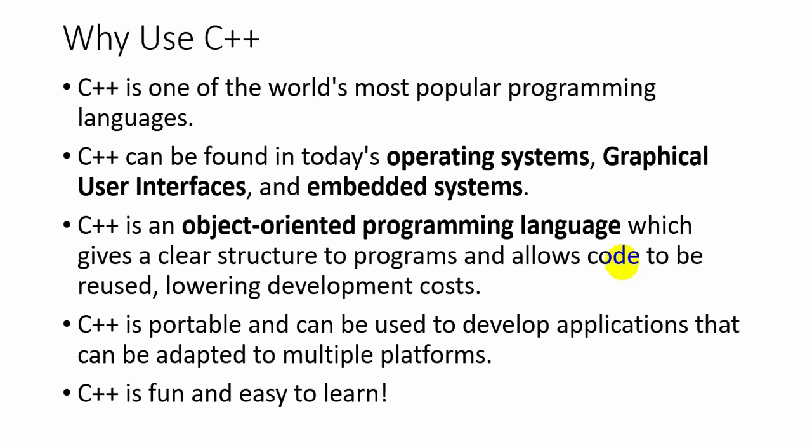For example, if you ask the question, what is OOP? There are languages called OOP, like C++, that are object-oriented programming, which means it gives clear structure to programs and allows code to be reused and lowers development costs. C++ is portable and can be used to develop applications that can be adapted to multiple platforms. C++ is really fun and easy to learn.